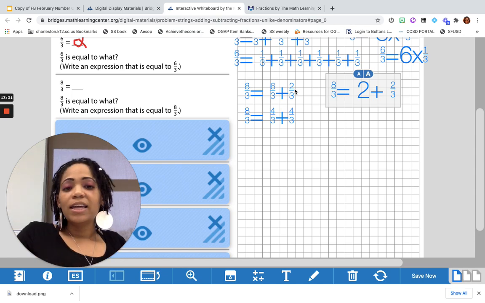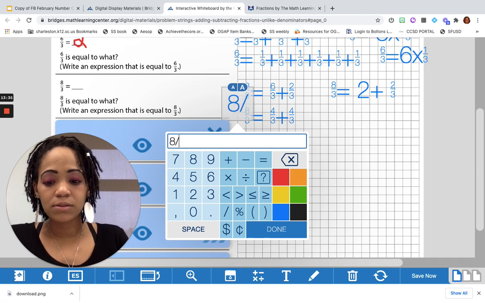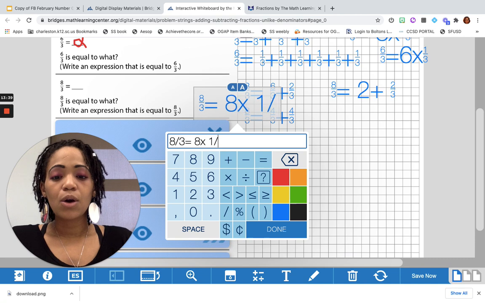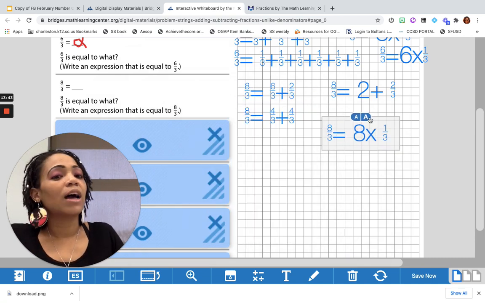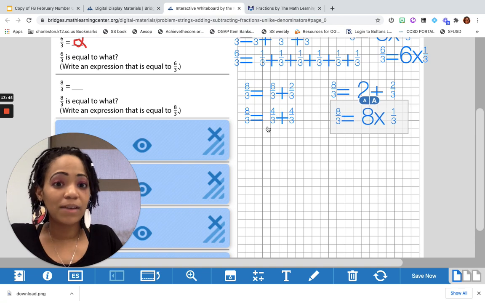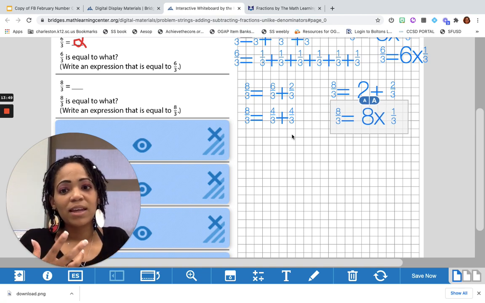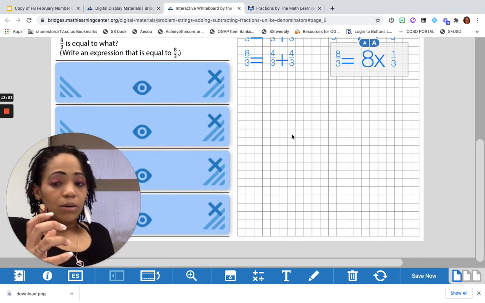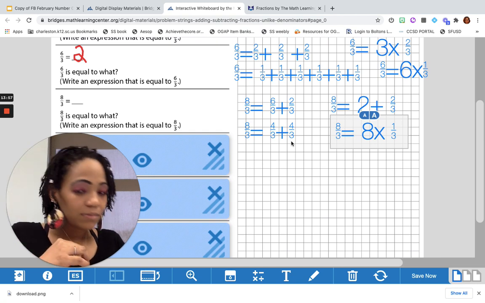I could say 8/3 is 8 times what will be the unit fraction? Good. 8 times 1/3. I can keep going. I could say 8/3 is 2 times the 4/3 that we have because we have 2 4/3 here. But I'm going to stop there because I want to make it through the next few problems. So here's the big idea for what we've done so far.